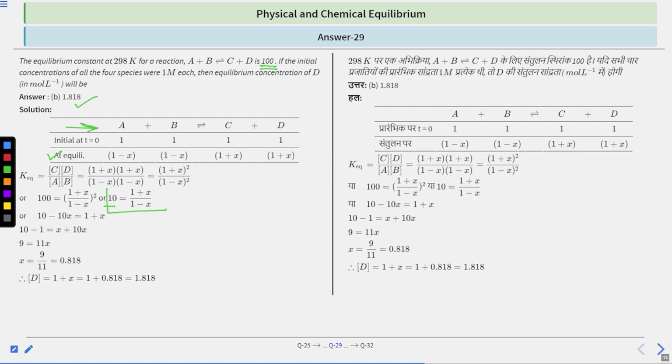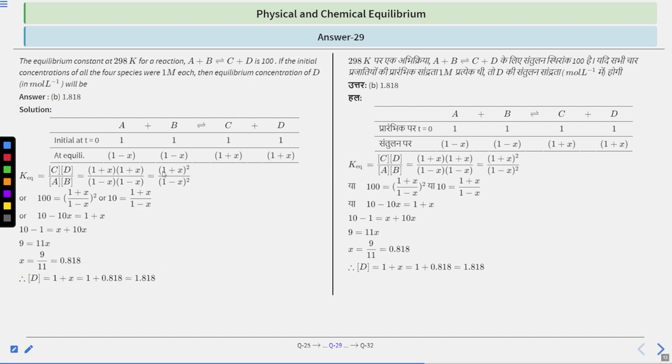Now it is a simpler equation. We just multiply 10 by the denominator, so 10 minus 10x equals 1 plus x. On solving for the variable x, we have x is equal to 9 by 11, which is equal to 0.818. Now in the question, what is asked is the equilibrium concentration of D. At equilibrium, the concentration of D is 1 plus x, so 1 plus 0.818, which is 1.818. Hence our option B, that is 1.818, is the correct one for this question.